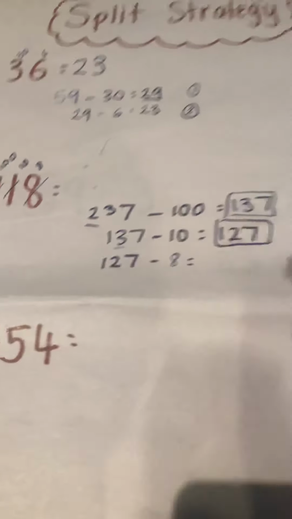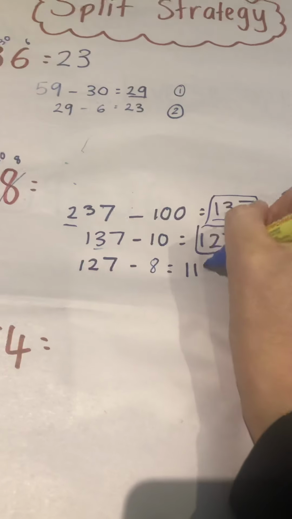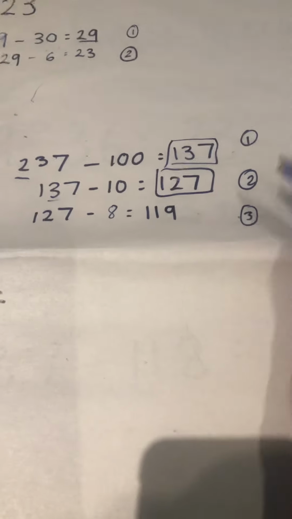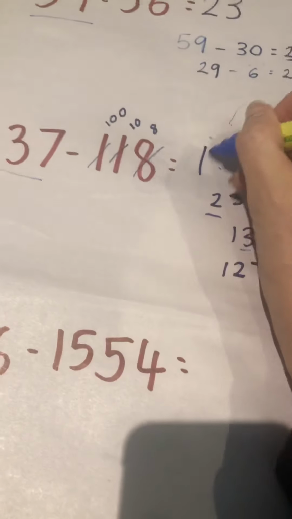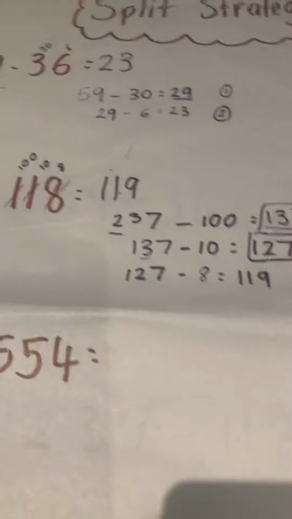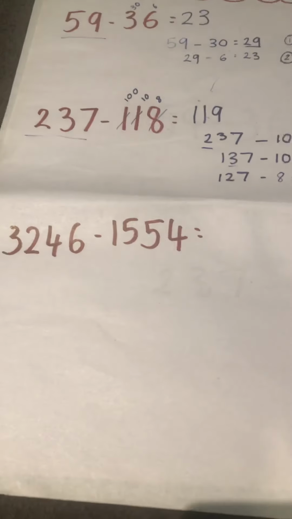Okay, so 127 minus 8, count backwards, you would get 119. Okay, again, looking at that 3-step process, 119 is your final answer, so you write it up next to your problem. Okay, now let's have a look at our 4-digit number.